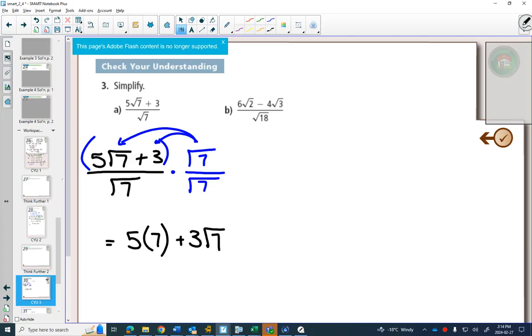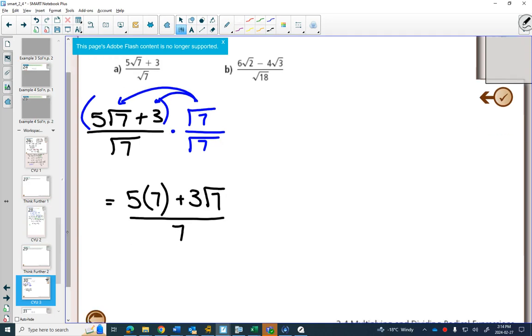And root 7 is the only root in the second. Divided by, and root 7 times root 7 is 7. I can put 5 times 7 together. I get 35 plus 3 root 7.